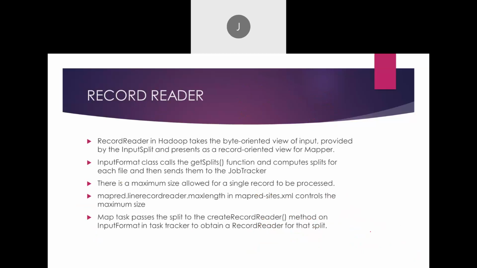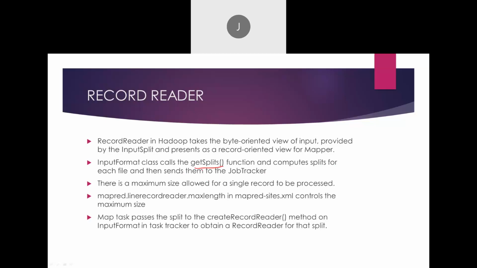Okay, and the record reader in Hadoop takes the byte oriented view of the input provided by the input split and presents the record oriented view to the mapper. Simply put, the record reader will generate the key value pairs for the mapper. Then the input format class calls the getSplits function, computes the splits for each file, and then sends them to the job tracker.